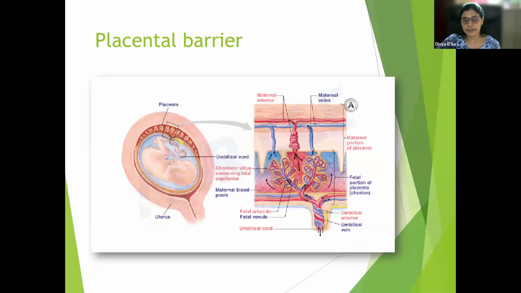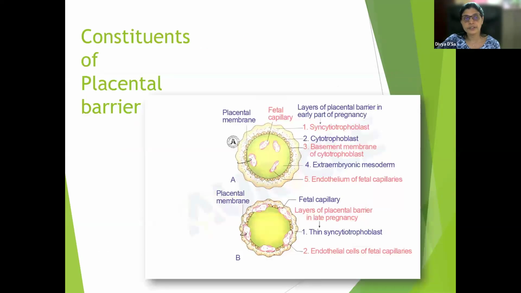Next is the placental barrier. The placental barrier is very important. What are the constituents of this placental barrier? Now, the placental barrier in early pregnancy and in later pregnancy differs. So in early pregnancy, what happens? This placental barrier is formed by, if you see here, the syncytiotrophoblast, the cytotrophoblast, the basement membrane of the cytotrophoblast, the extraembryonic mesoderm, and these are the blood vessels.